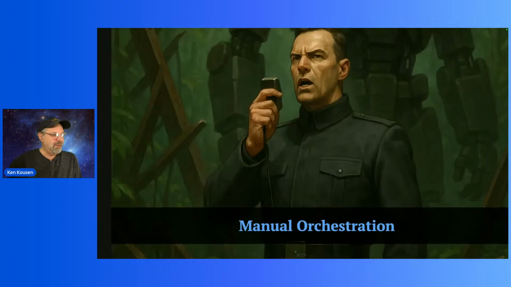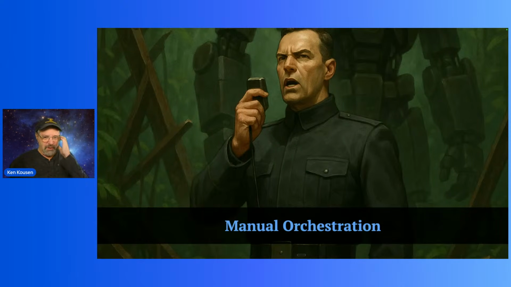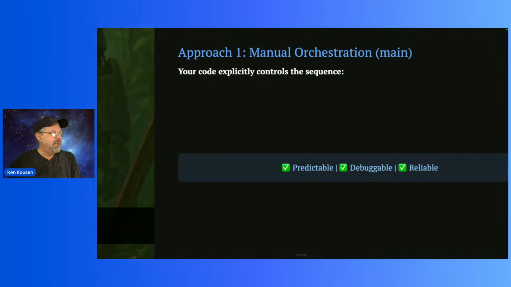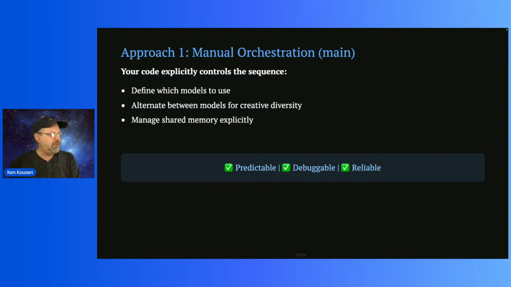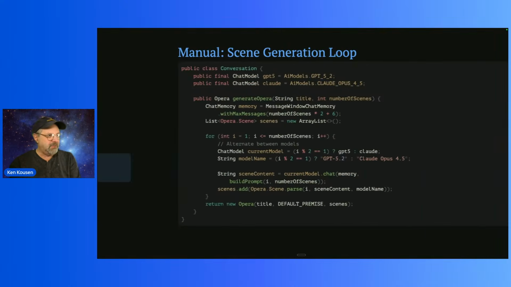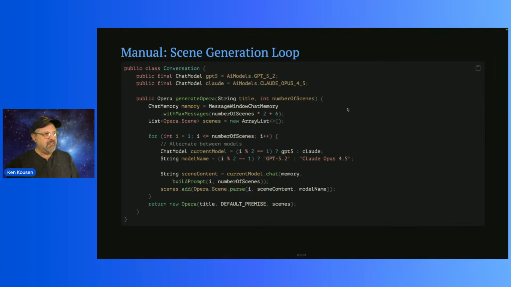So let's look at the manual orchestration to give you a rough idea. In this one, you explicitly control the sequence. You define which models to use and alternate between the models, just so I have multiple ones, and manage the shared memory explicitly and parse the responses. And here's the basic sense of the code.